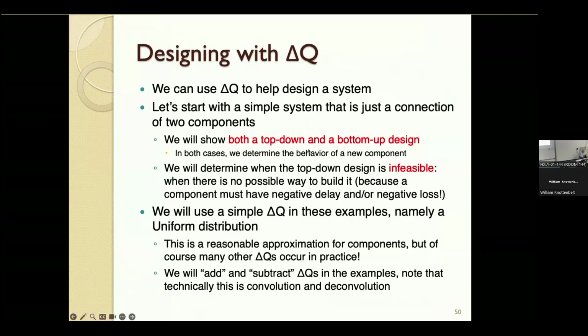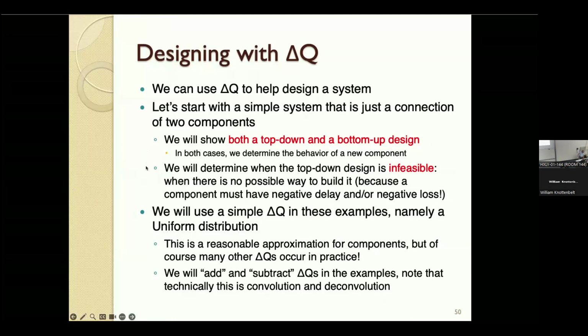And I'm going to show you two different designs, a top-down and a bottom-up design. And we will also look at feasibility. Maybe we want to build a system and it can't work. There's some fundamental problem because it would require some delay, for example, to be negative. Okay, this is something we can determine using ΔQSD.